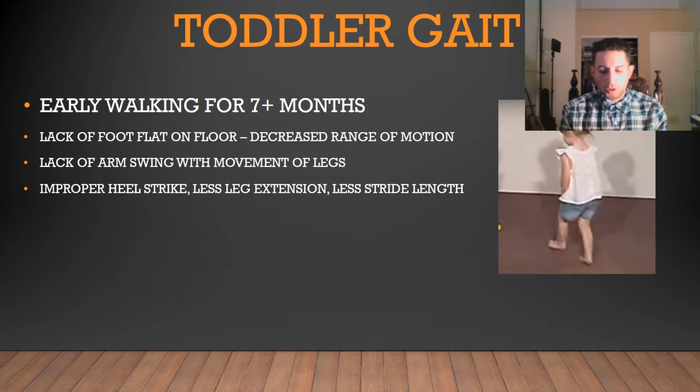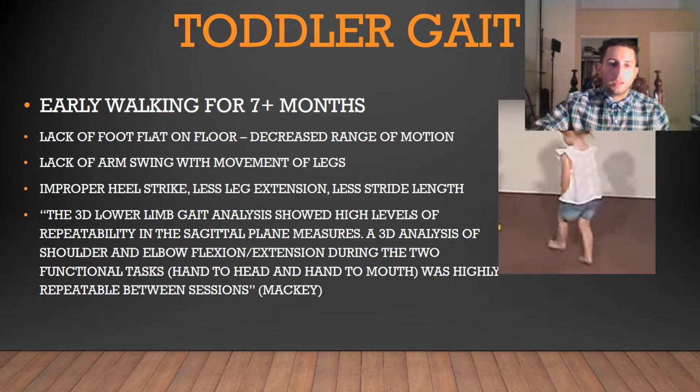So when it comes to early development of gait, when it comes to children, you'll notice that stride length is very, very short compared to adults. They did some analysis on gait when it came to children. The 3D lower limb gait analysis showed high levels of repeatable sagittal plane measures, like we talked about earlier. 3D analysis of shoulder and elbow flexion extension during these two functional tasks, hand to toe and hand to mouth, was highly repeatable between sessions.